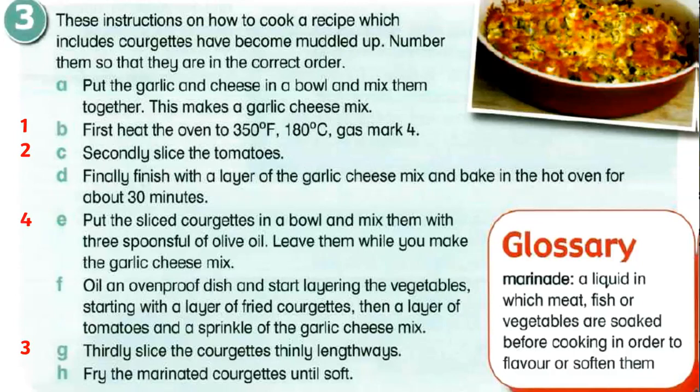Now I need to read to make sure and think carefully to make sure this is one of the following steps. So not all the time do I use the time connectors. Put the garlic in the cheese bowl. After that, fry the marinated courgette until soft. Oil an ovenproof dish. And the last one is finally, finish with a large layer.